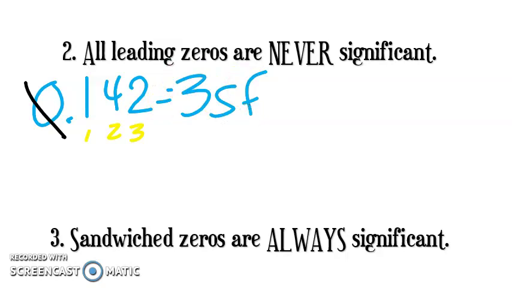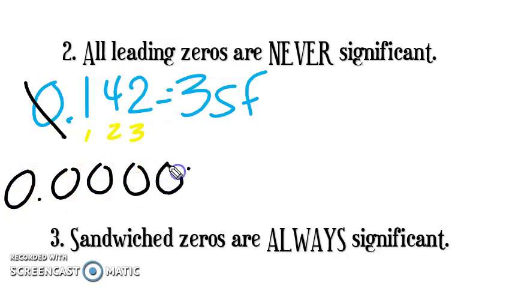Let's say if we had 0.00002, okay? Again, all of these zeros are leading, and our rule right now says that leading zeros are never significant. So none of these will be significant. But this 2 will be. So this number is only going to have 1 sig fig.